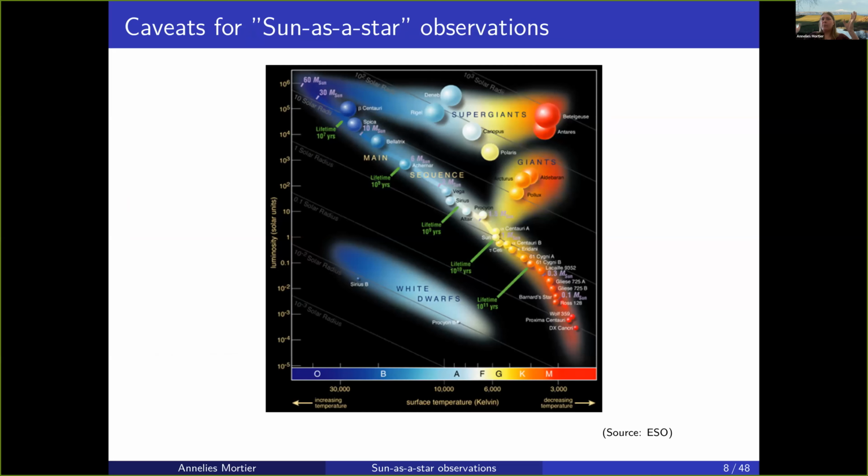Now, I know what you're all thinking already, so I'll start with the caveat for sun-as-a-star observations. For how many stars will it be helpful that we study the sun as a star? Obviously, the easy answer is it's definitely going to be helpful for solar type stars because the stellar variability processes are very much the same. It remains to be seen how easily we will be able to extrapolate to other types of stars that suffer from different types of stellar activity on their surface. But for solar type stars, it will definitely be a plus.